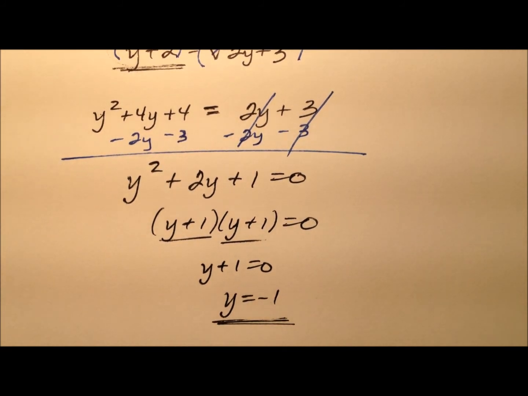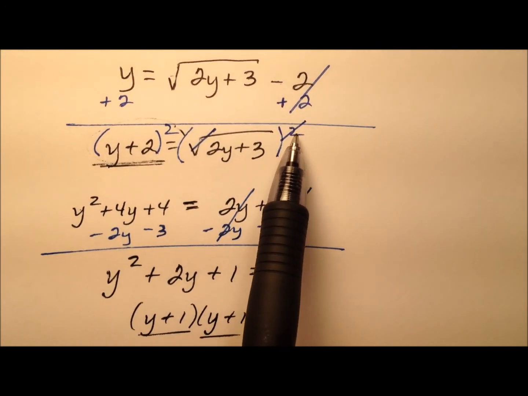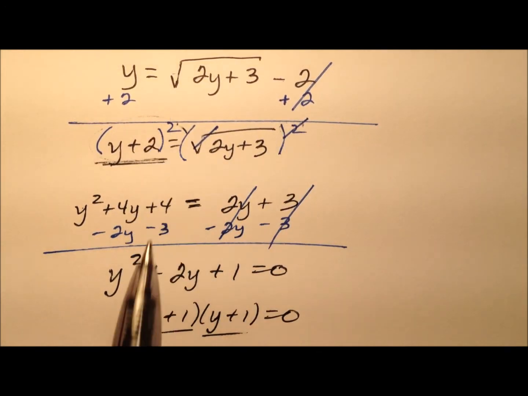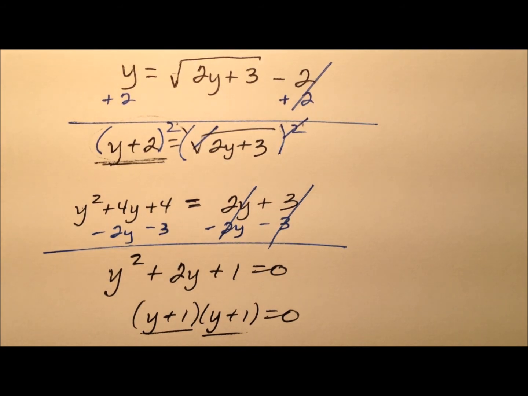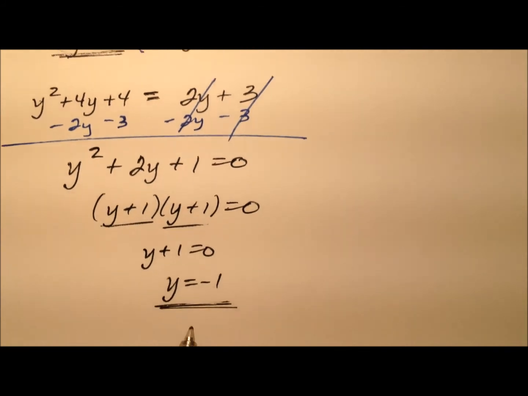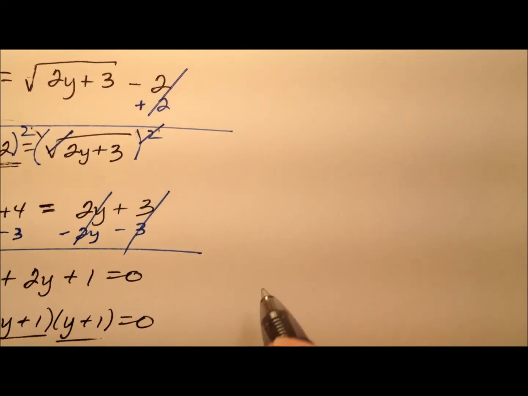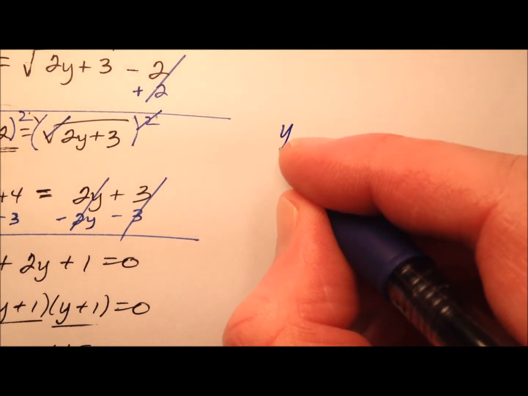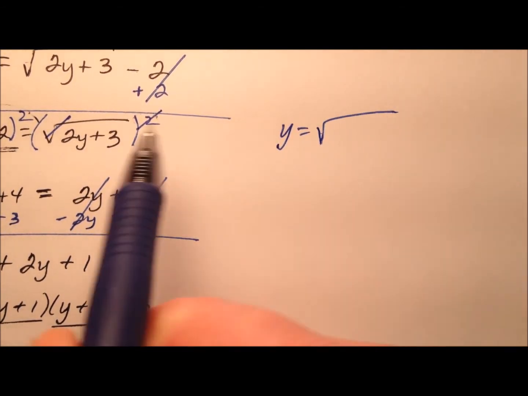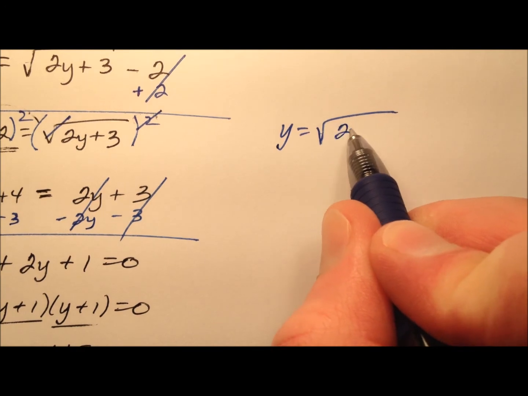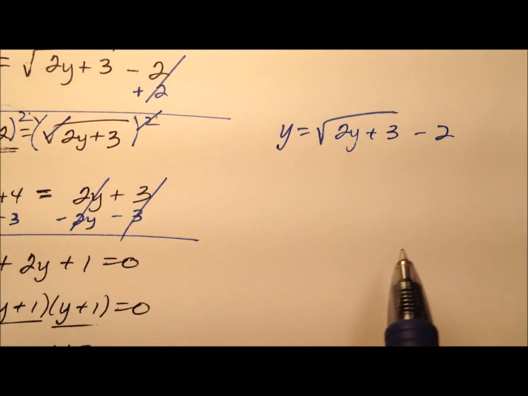But remember, this is only a possible solution because sometimes when you are solving these square root equations, you can get extraneous solutions. And those appear whenever we're squaring both sides because we open ourselves up to the possibility that some of these values might not work. All right, so let's take this y equals negative 1 and let's plug it back into the original equation and see if it works. So y equals the square root of 2y plus 3 minus 2.